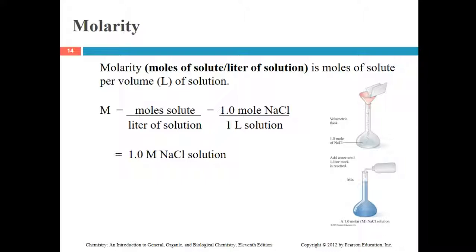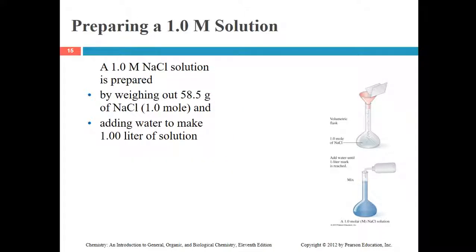So if we had a 1 molar solution of sodium chloride, that would mean it is 1.0 moles of NaCl over 1 liter of solution. And the way that you would go about doing this is you would put 1 mole of sodium chloride in your flask here, and then we're going to add water till the 1 liter mark there, and then that is your 1 molar sodium chloride solution. So you'll notice you weigh out 58.5 grams of sodium chloride. Why? Because that is how many grams are in 1 mole.